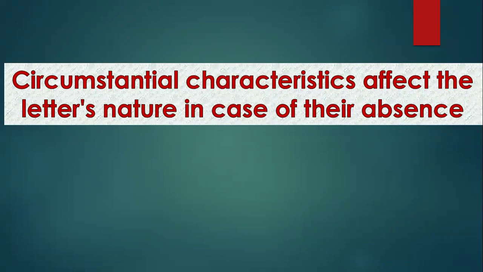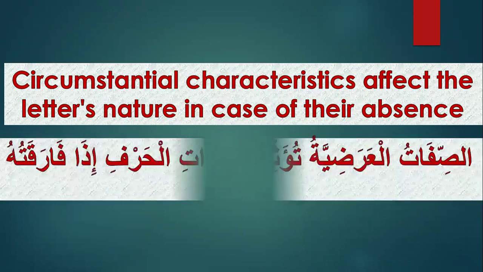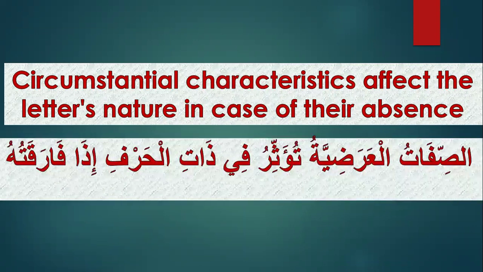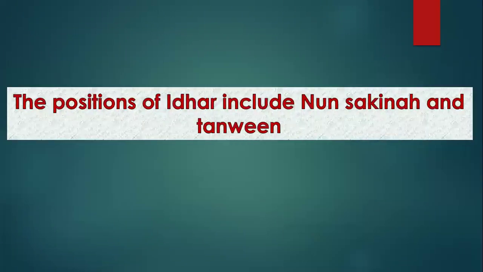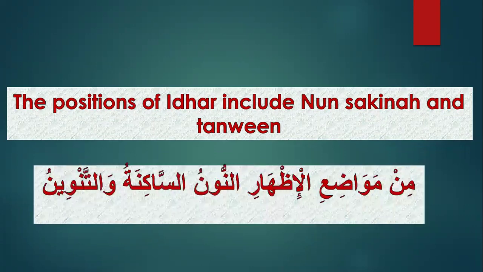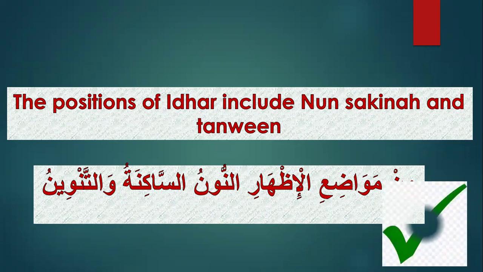Please tell me, true or false: circumstantial characteristics affect the letter's nature in case of their absence. Right or wrong? I think it's wrong. Yes, wrong. The possession of izhar includes noon sakina and tanween. Right or wrong? I think it's right. Yes, right.